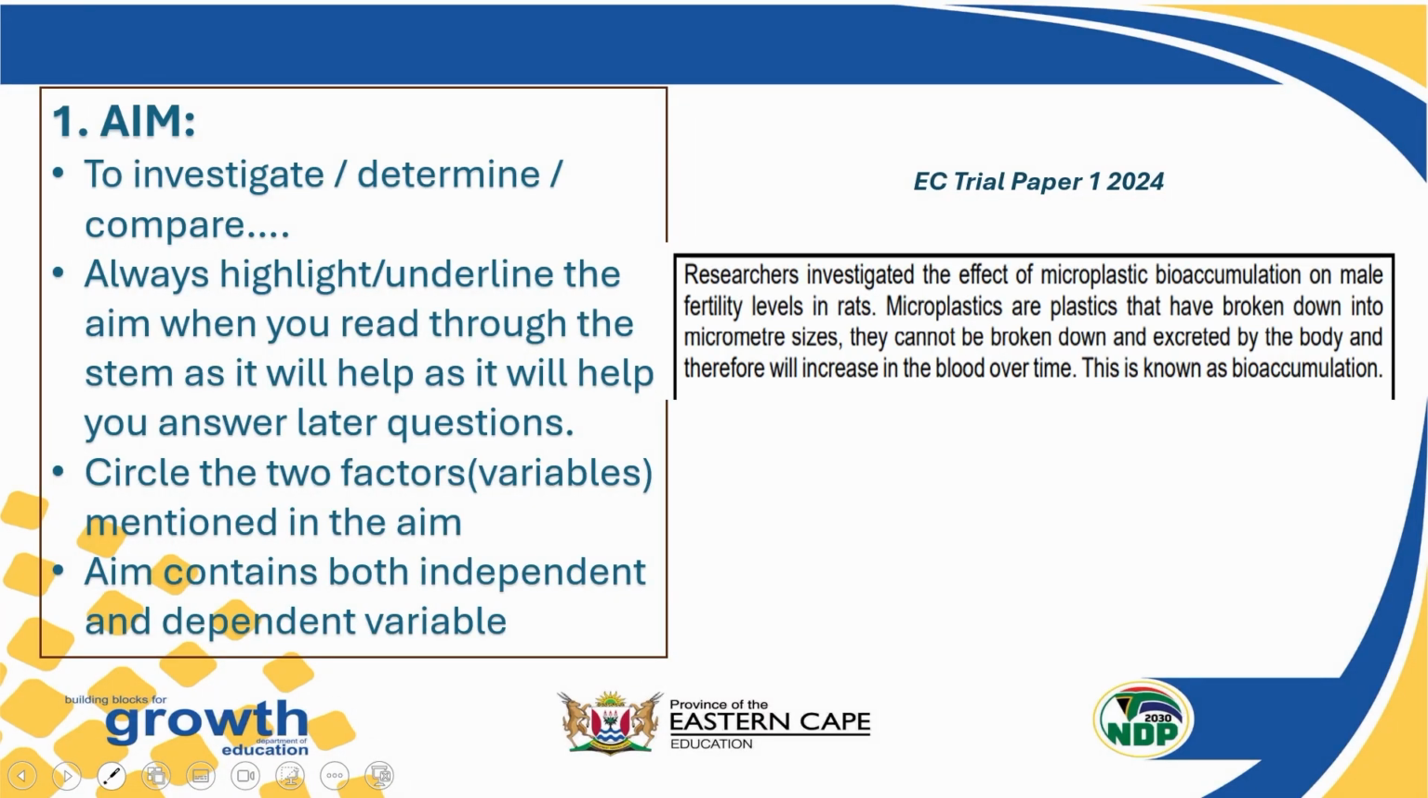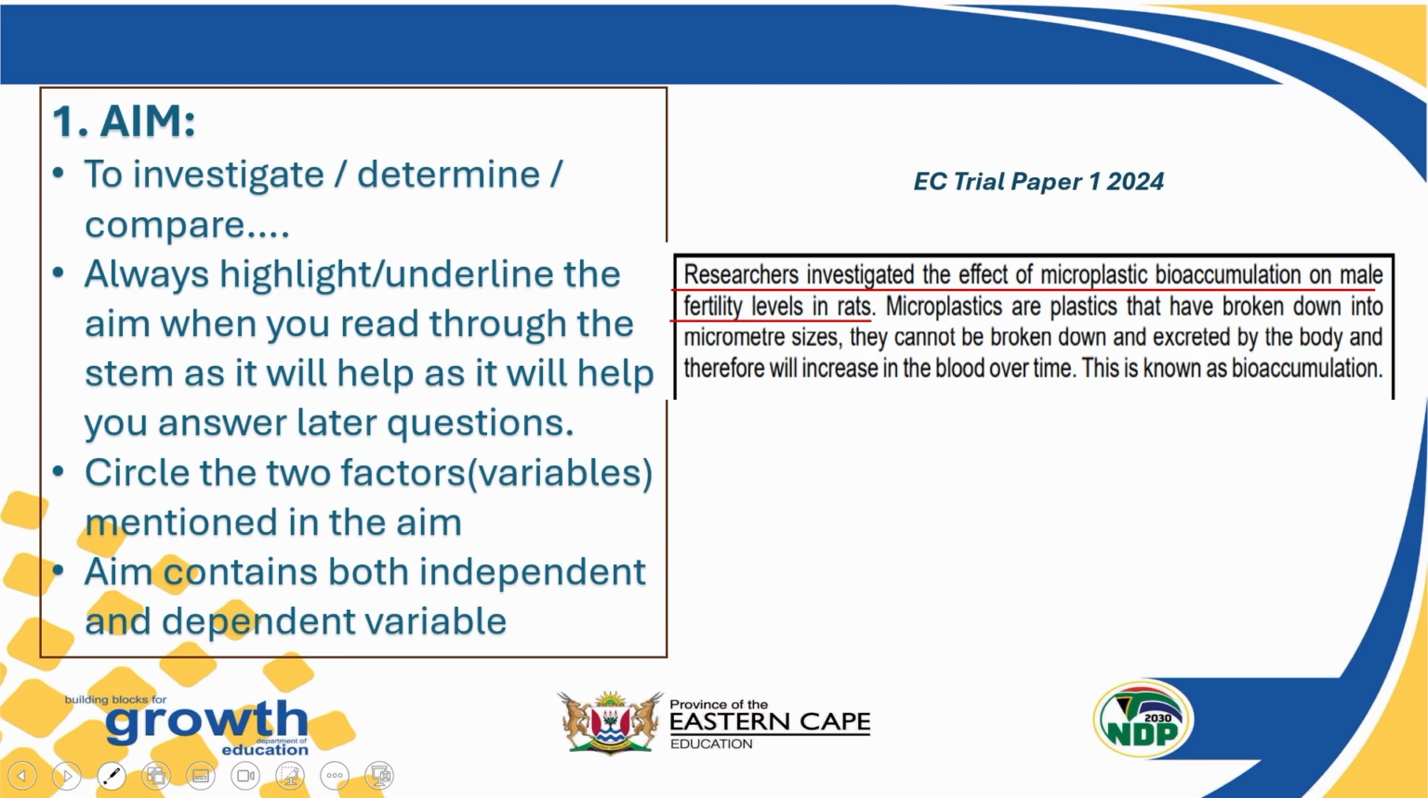The first question that we are going to look at is the aim. The aim of the investigation always starts with to investigate or to determine. Always highlight or underline the aim when you read through the stem of the investigation. In this investigation, in the Eastern Cape Trial Paper 1, we see that the aim of the investigation was to investigate the effect of microplastic bioaccumulation on male fertility in rats.